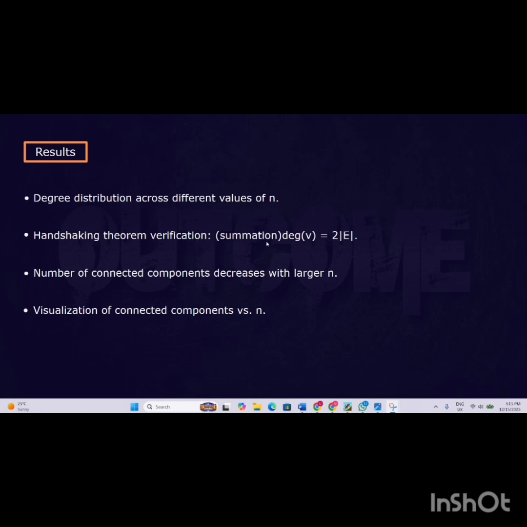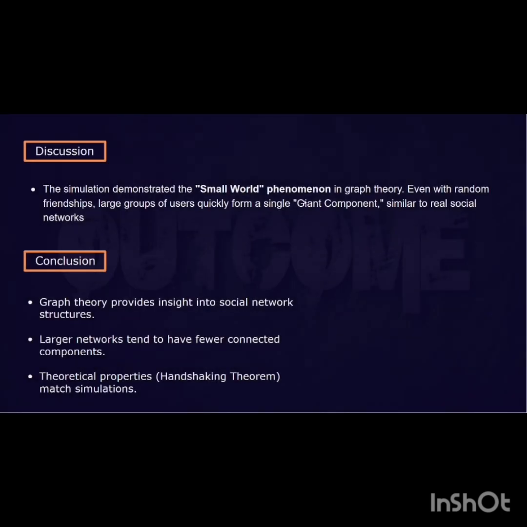Next, we confirm the handshaking theorem. This means the total degree of all nodes is twice the number of edges. Lastly, we notice that as n increases, the number of connected components decreases. This tells us that bigger networks slowly join together and form larger connected groups. This is a fascinating observation that aligns with the small world phenomenon and the emergence of a giant component even with random friendship. As the network grows, smaller groups tend to merge into one massive interconnected cluster, much like we see in real social platforms like Facebook or LinkedIn.